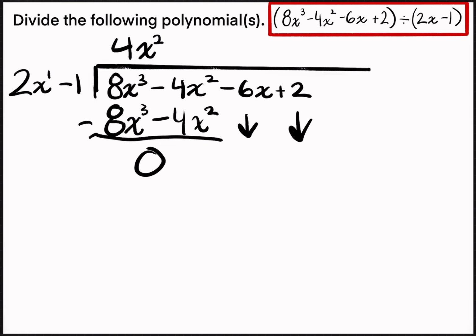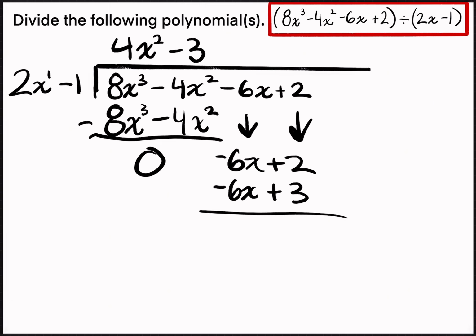We bring down the next terms, negative 6x plus 2. And then what times 2x minus 1 is going to give us negative 6x plus 2? The number would be negative 3, because the negative times a positive gives us a negative. So negative 3 times 2x would give us negative 6x. And then negative 3 times negative 1 would give us positive 3. And then we subtract all of that.